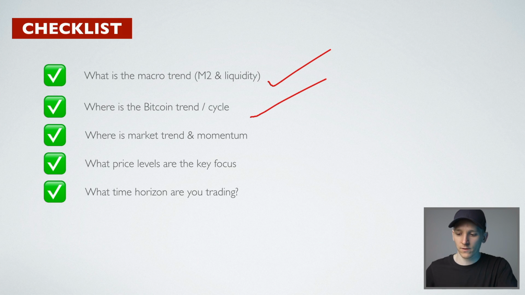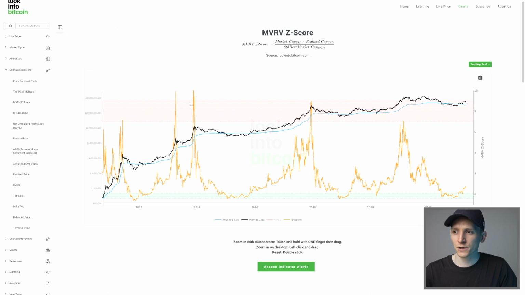Where is the Bitcoin cycle and trend? We want to have a look at this in terms of, what is Bitcoin showing us? So we're going to go over to some on-chain. MVRV-Z is showing us that we are still way in the buy zone down here. It's not an overheated bull market. Prices are not very, very high in comparison to before. This is still way in the accumulation and buying zone for long-term investors. So we can have a look at that.